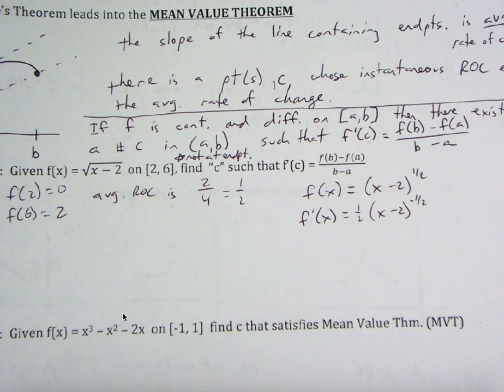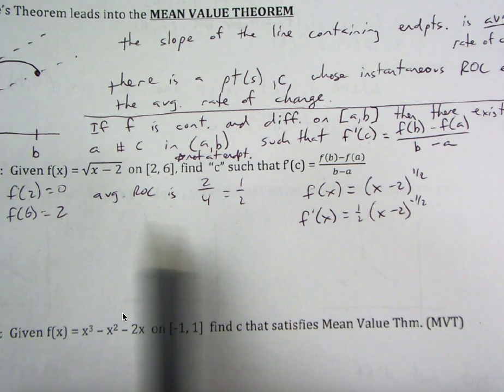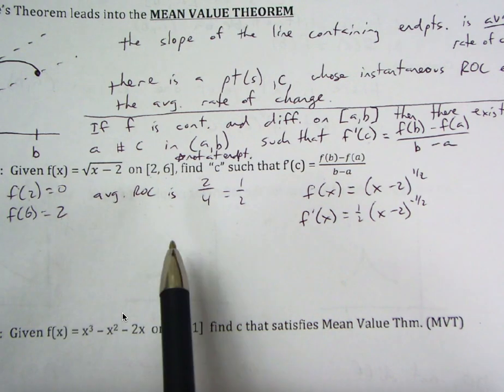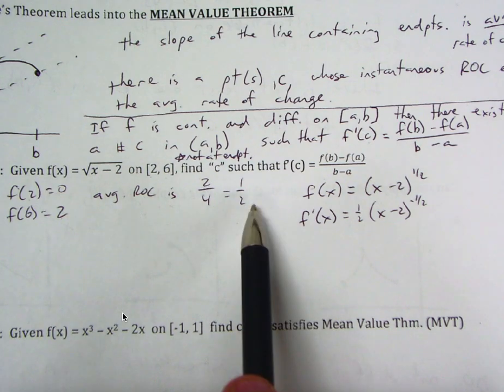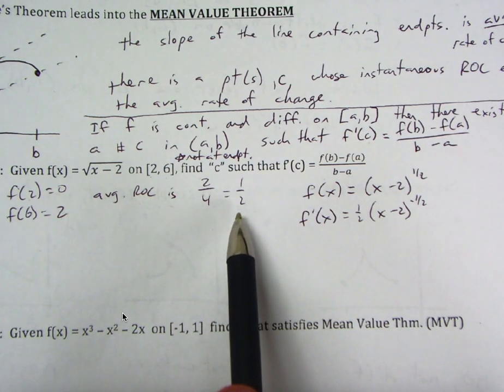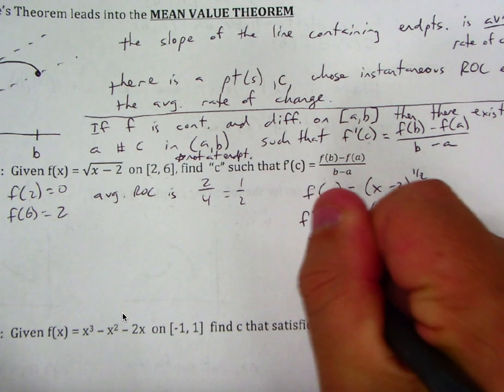So think about what we're trying to find. I think it's important that we understand what we're after here. I want to find the x value where the derivative equals 1/2, the average rate of change. So if I want to know where this derivative equals 1/2, set your derivative equal to 1/2. Don't plug 1/2 in for x. I want to find x that makes the derivative 1/2. So set your derivative equal to 1/2.